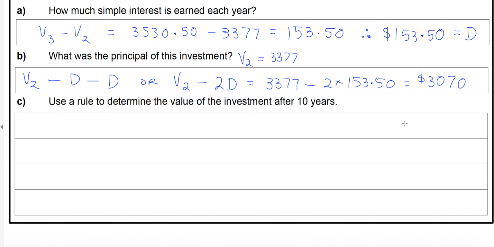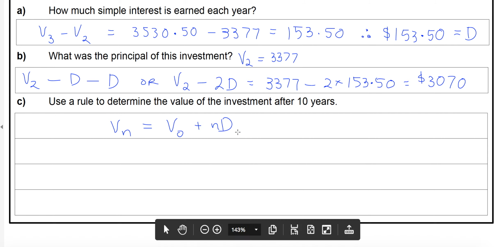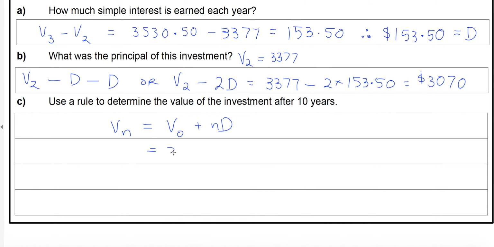Now we've established the interest we get each year, but also what we started with, V0. We want the value of the investment after 10 years. I'm not going to bother with a sequence here, because I know that I can create a rule for Vn. So a rule for the value of this investment after however many years I want. In other words, I can take 3,070 and add n times 153.50, like so.